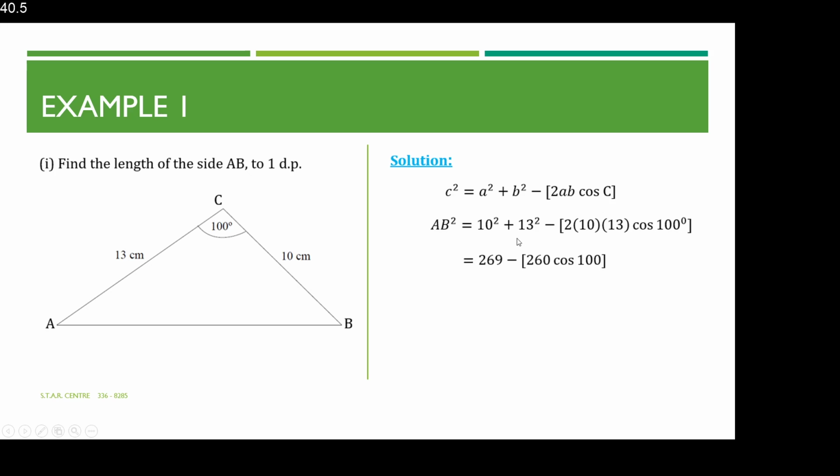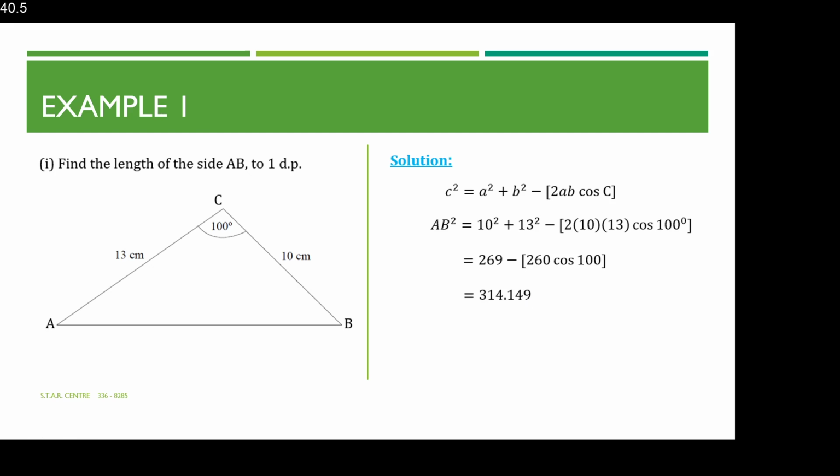Alright, so working that out, 10 squared plus 13 squared will give us 269. In brackets, 2 by 10 by 13 will give us 260 by cos 100. It's important to work out brackets first. It's not 269 take away 260. We have to work out the brackets first and then subtract.